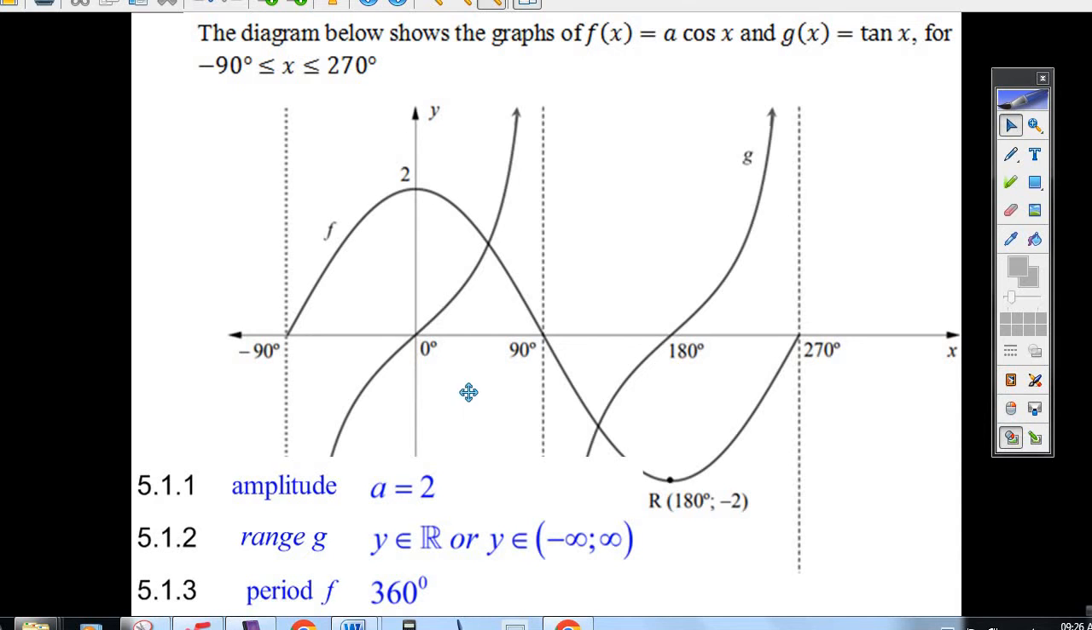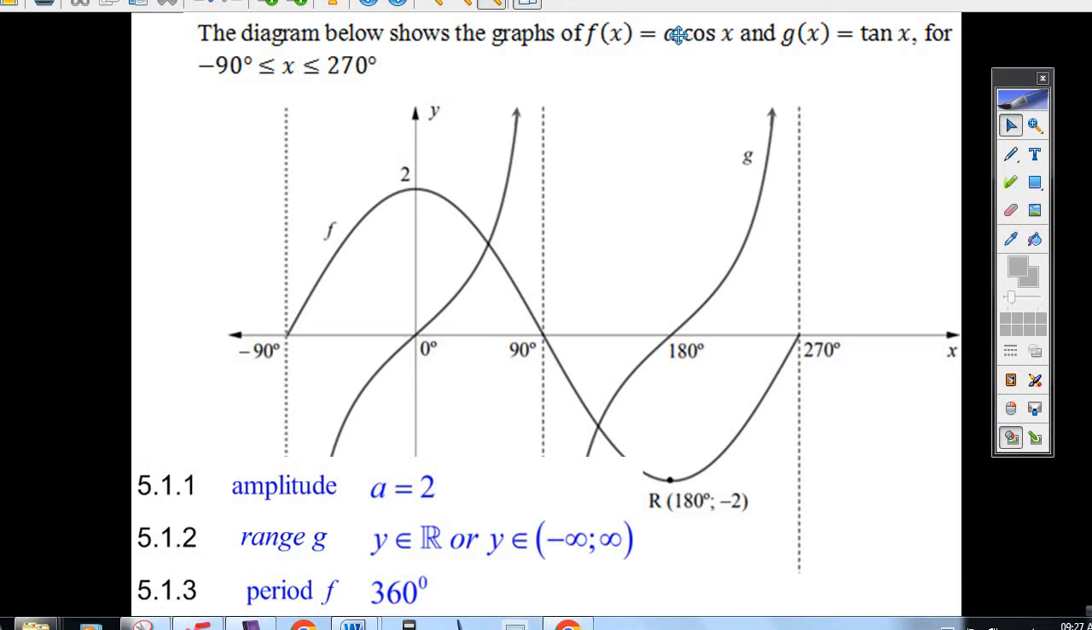Okay, this is the trig graph question that we have to do, and let's just get started. They say there's a function f, that's this wavy thing here, that's a times cos x, and g of x, which equals tan x. Those are those waves that go through like that. So there's g and there's f.